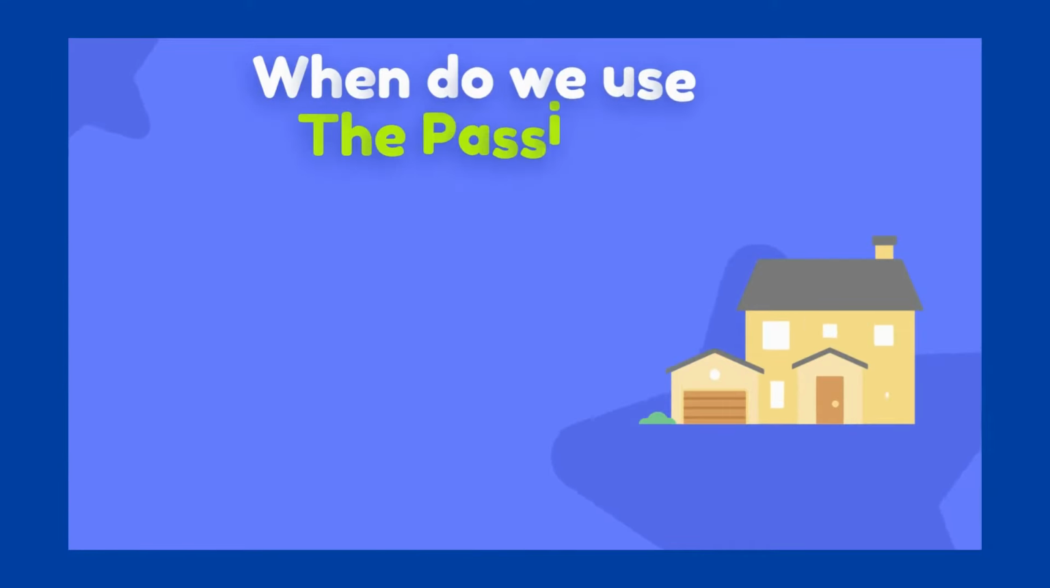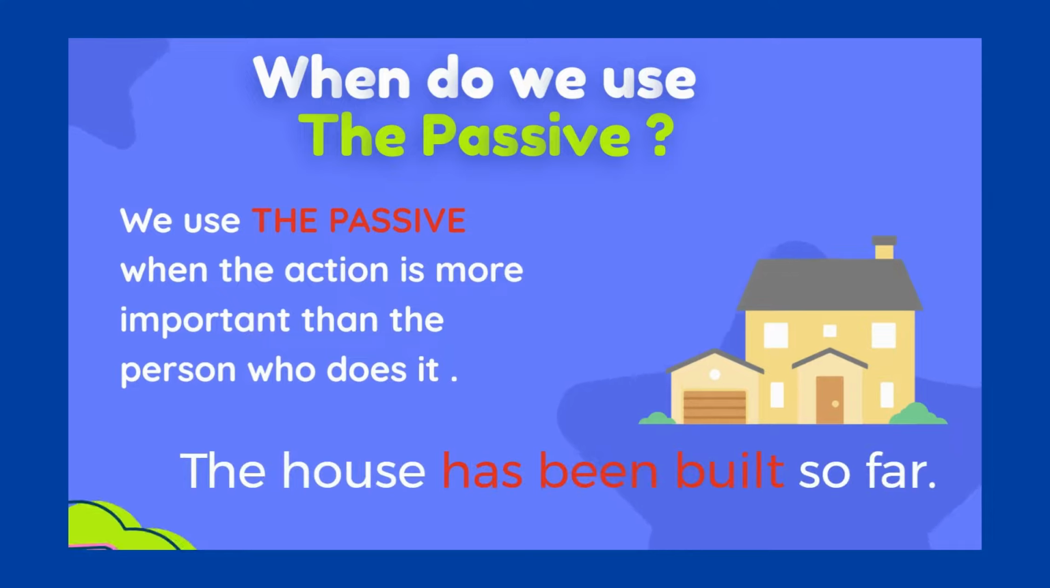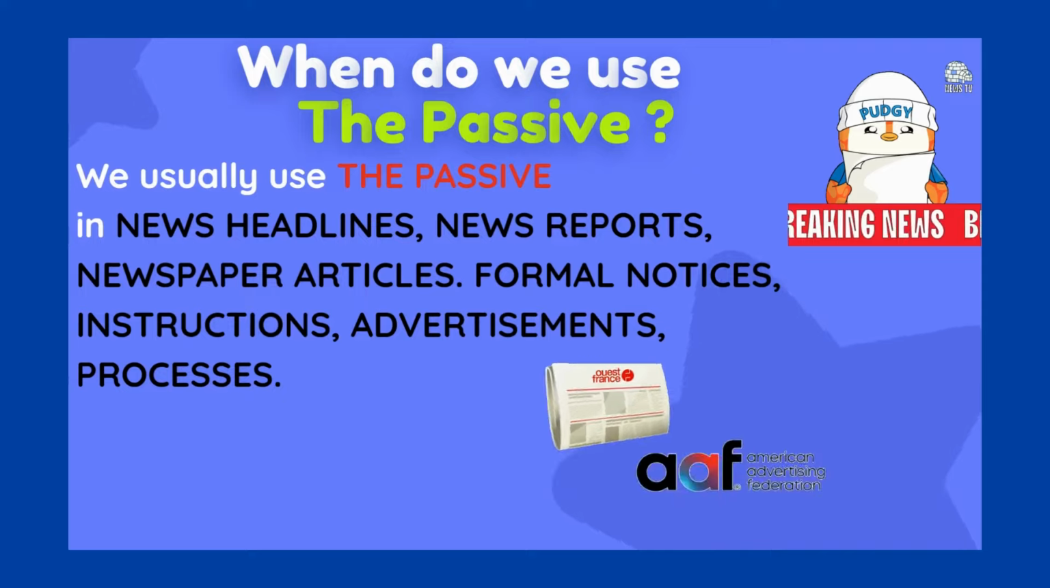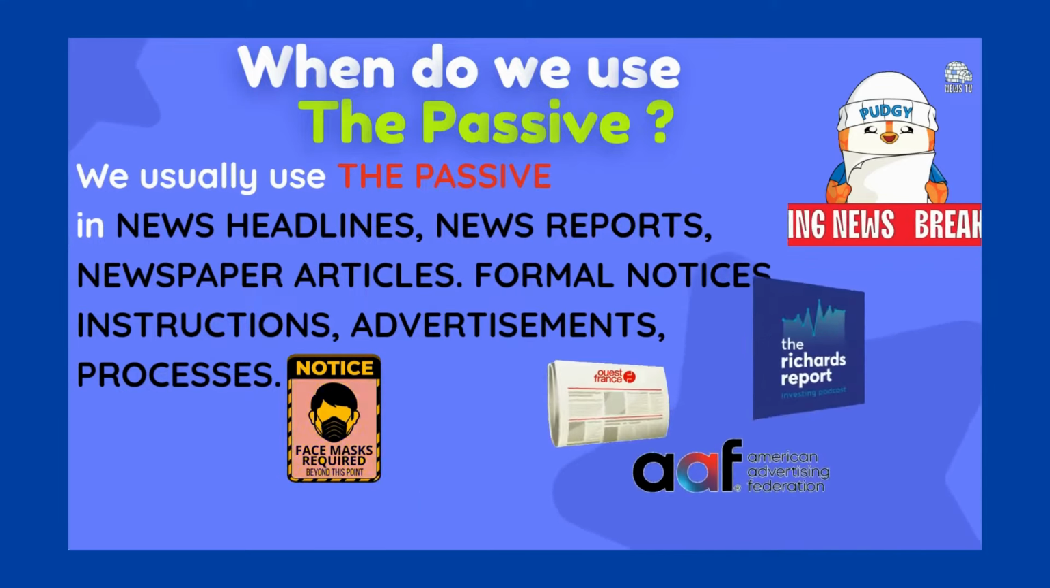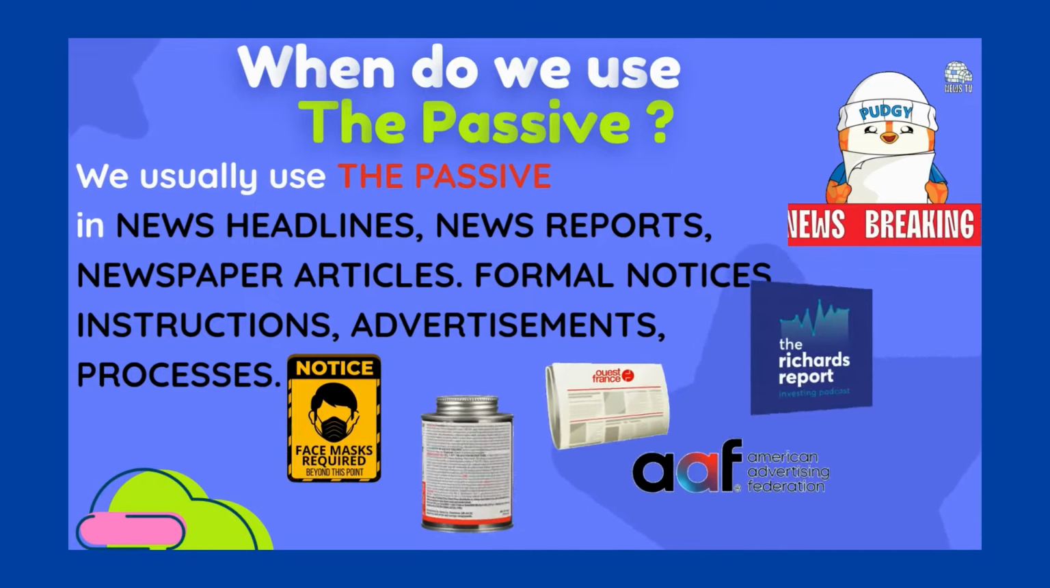We also use the passive when the action is more important than the person who does it. For example, the house has been built so far. We usually use the passive in news headlines, news reports, newspaper articles, formal notices, instructions, advertisements, processes.